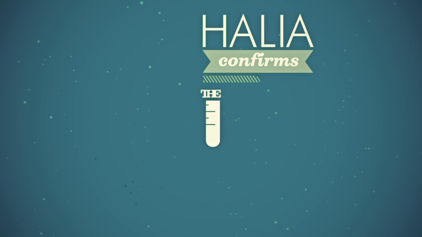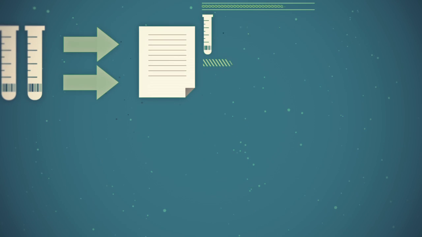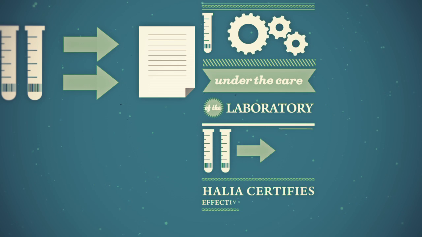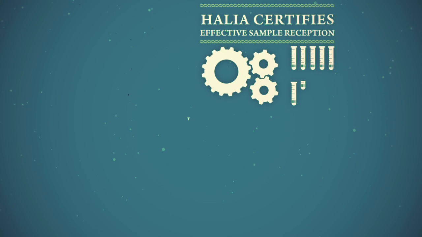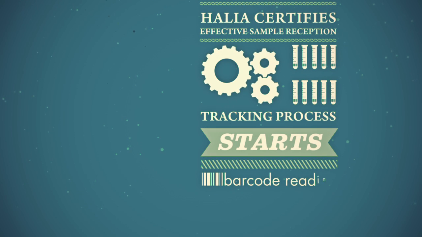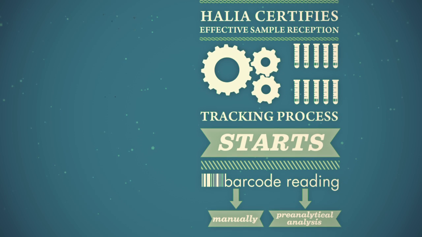Halia confirms the test tube's arrival through the reading of a barcode. Now the test tube is under the care of the laboratory, and Halia certifies the effective sample reception. From this moment, the sample tracking process starts. The barcode reading can be done manually or by pre-analytical analysis equipment.